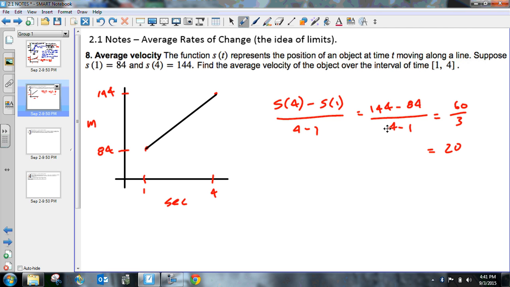Now, it doesn't give us any units of measure, but if this is position, the slope of this is a measure of, say, meters, and this is a measure of seconds. So the average rate of change, the average velocity that this is traveling, is 20 meters per second. So when you take the slope of 2 points on a position function, it gives you the velocity, okay? Which is a physics term, and we'll talk more about that here in a second.